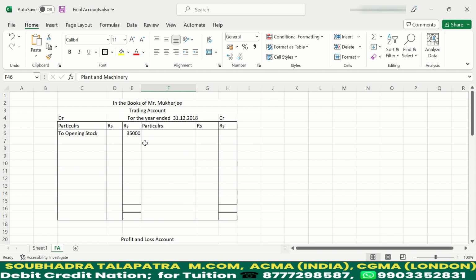Okay, so it's a part of it. The accounting journal entry is trading account debit to opening stock account. Okay, so the debit side. Okay, one more thing I would like to add here.